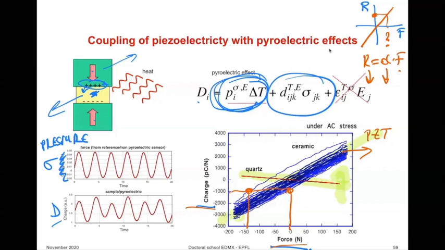So why doesn't quartz have this temperature dependence? Well, it doesn't have it because it doesn't have polarization. It doesn't have a permanent polarization as ferroelectric materials have. And the temperature change that I'm applying here is too small to induce meaningful changes in the piezoelectric effect.